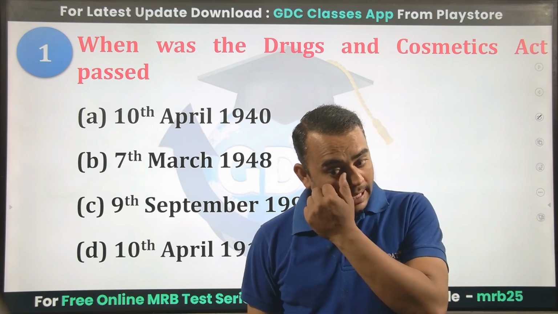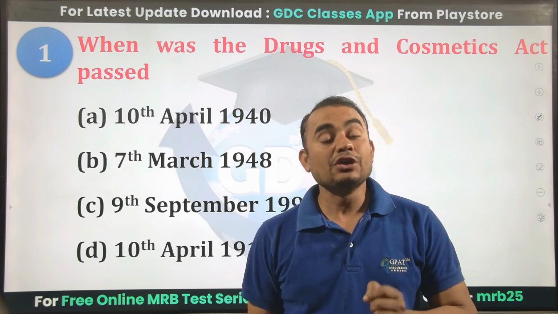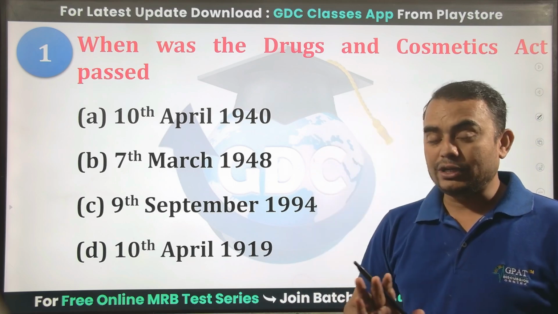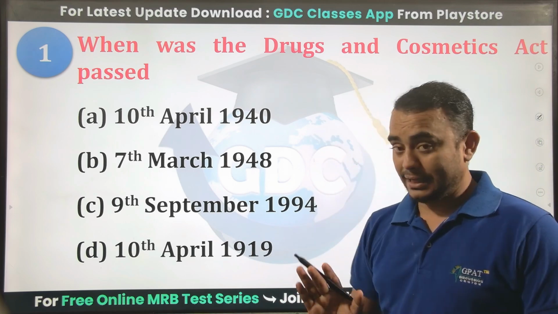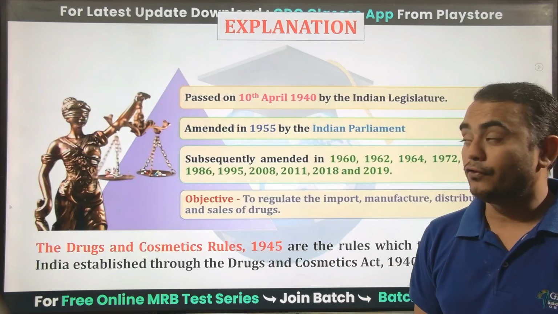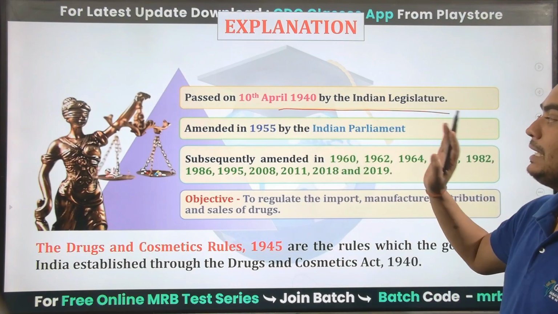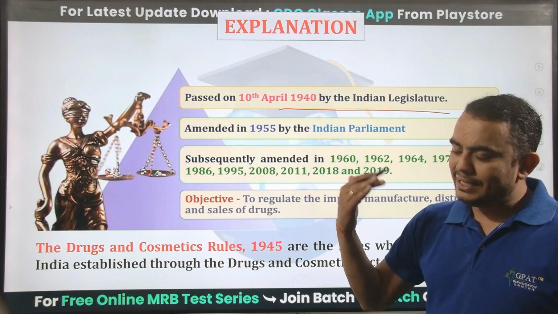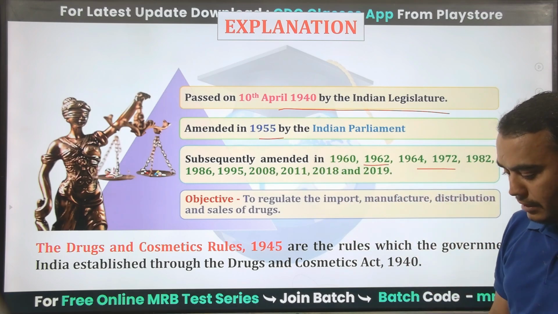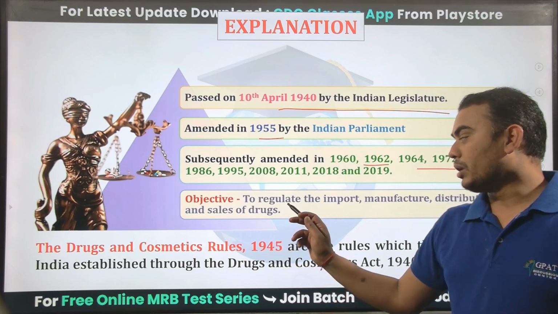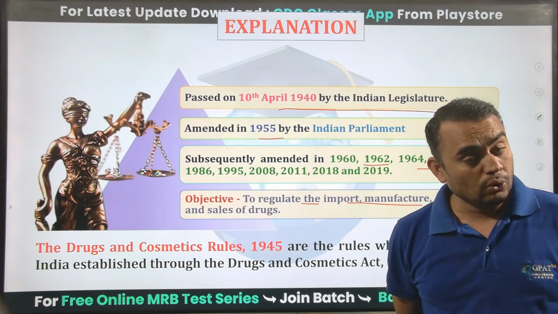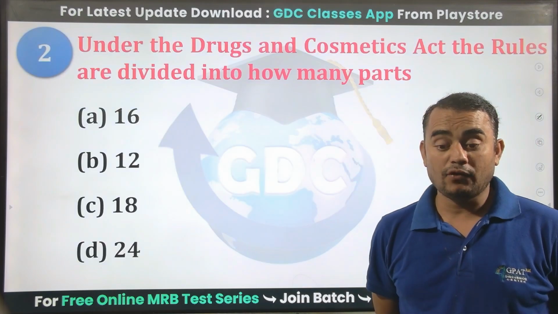Now, the Drug and Cosmetic Act was passed in 1940, and the rules of the Drug and Cosmetic Act were passed in 1945. On the 10th of April 1940, this Act was enacted. Various amendments have been made from 1955 as well as 1960, 62, 64. And the main objective of the D&C Act is to regulate the import, manufacturing, distribution and sale of drugs, while the rules of the Drug and Cosmetic Act were passed in 1945.